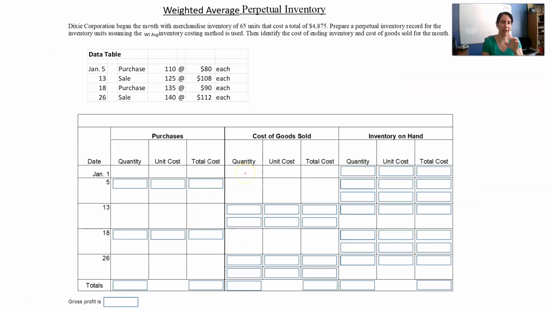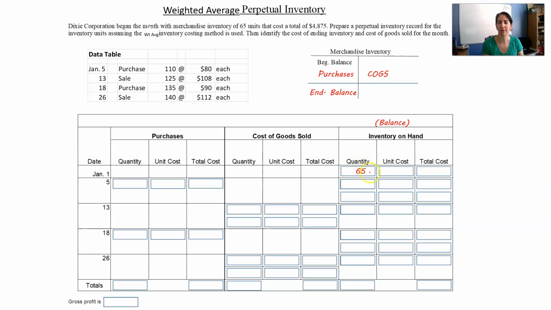Weighted average. It's a little complicated, because every time you make a new purchase, you have to recalculate the average cost of your inventory. This is why this is done by computer systems. But, you know, you're in accounting class, you have to know how this works. So let's start off the same way we had before. We've got 65 units of total cost of $48.75. So let's throw those guys in there.